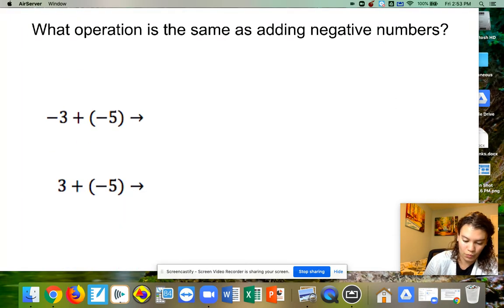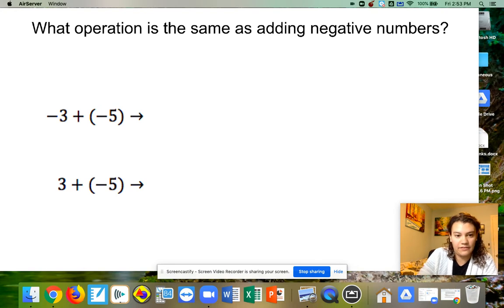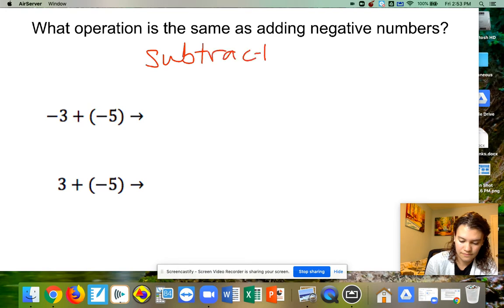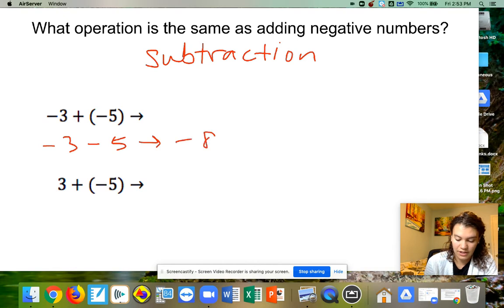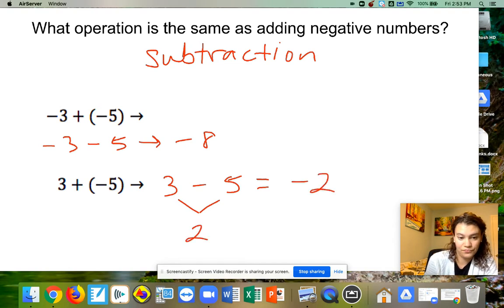So what operation is the same as adding a negative number? Pause a minute and think about this. The answer is subtraction. So when you're adding a negative number, you're really subtracting. So you could rewrite this as negative 3 minus 5, which would then give you negative 8. Same here, this could be written as 3 minus 5. So we have two different signs. We're going to subtract and get 2, and keep the sign of the larger number. You get negative 2 as your answer.